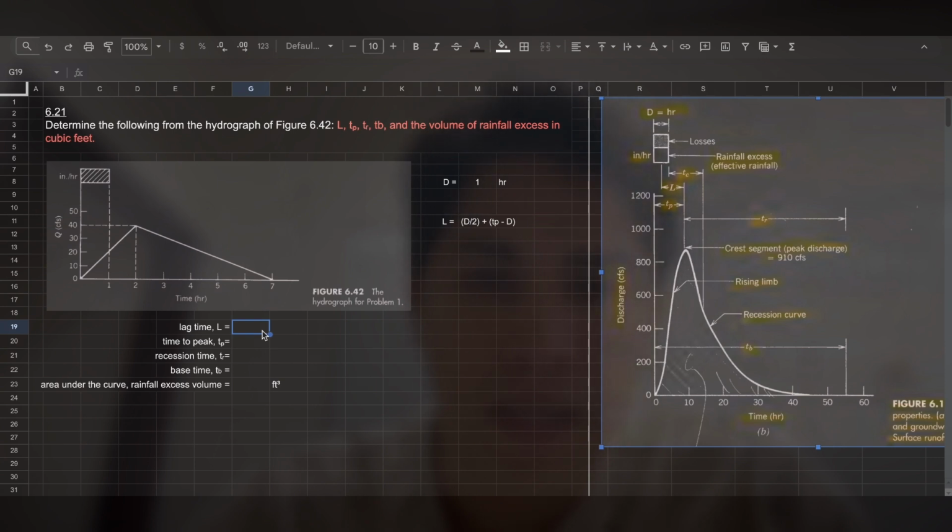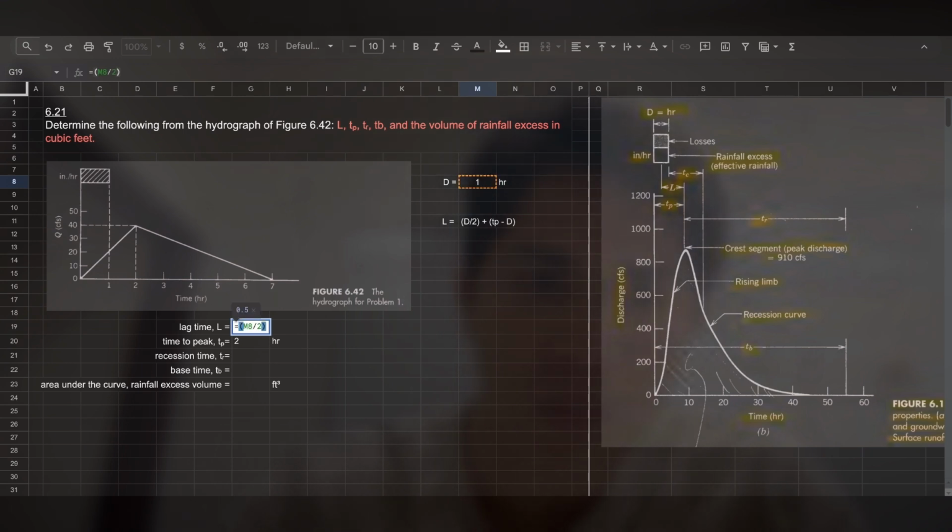So let's start with the lag time. To solve the lag time, I have the equation here. You need the duration and the time to peak. The time to peak in our graph is the time it takes for the hydrograph to reach its highest volume of flow. In our case, it takes 2 hours to get to the value of 40 cubic feet per second. So our time to peak will be 2 hours. Now that we have this, and we know that the duration of this storm is 1 hour, we can solve for the lag time, which will be equal to the duration, 1 hour divided by 2, plus the time to peak that we already have, minus the duration again.